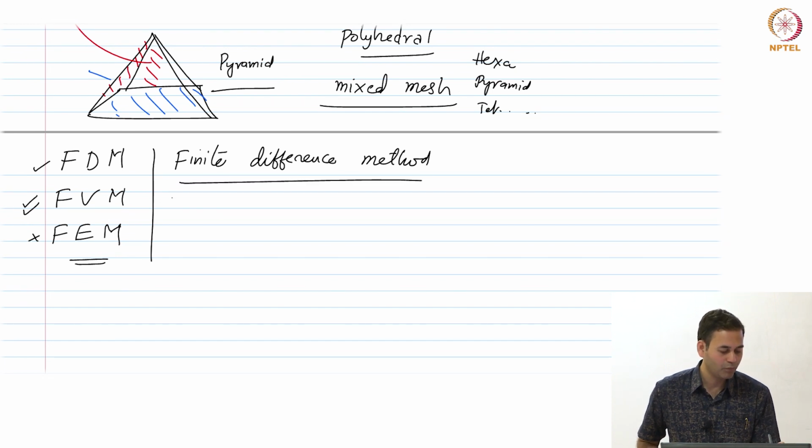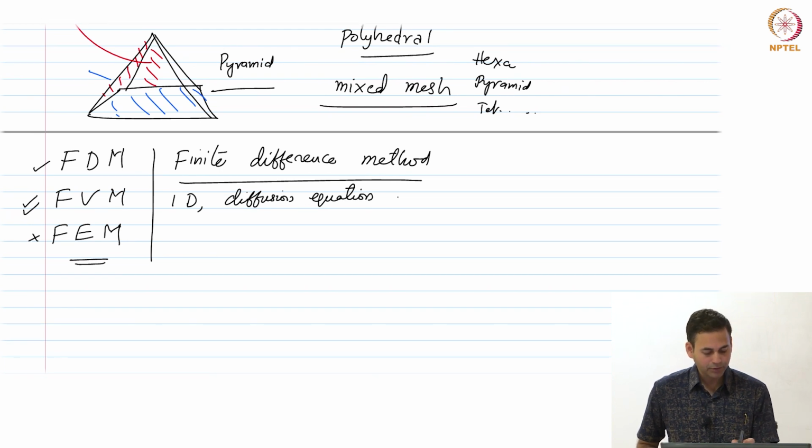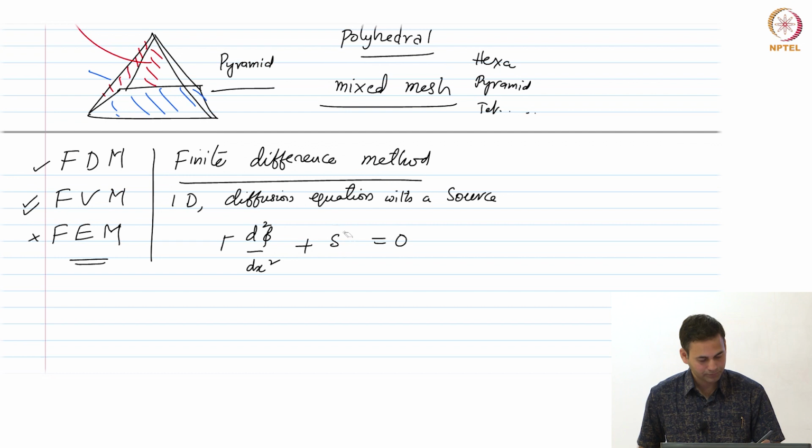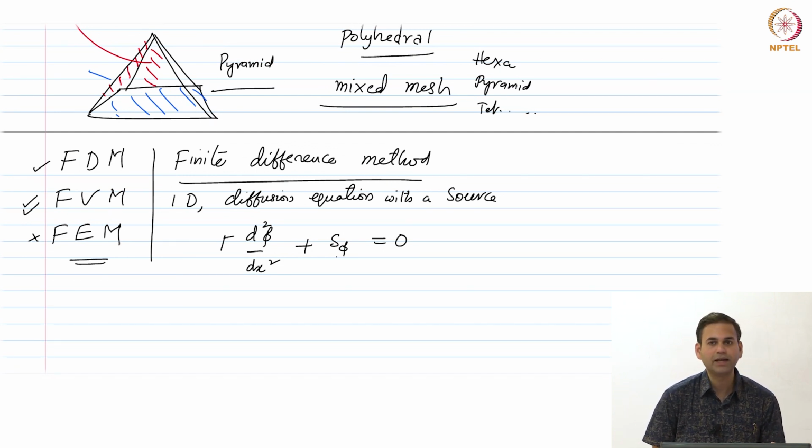Let us consider a one dimension diffusion equation, 1D diffusion equation with a source term. Okay. So, let me write it as gamma d square phi by dx square plus S sub phi equals 0. Okay. This basically I have assumed that the gamma is constant, but gamma need not be constant.